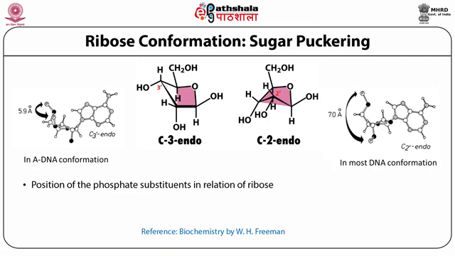And there is another thing which we will see later when we discuss RNA, which is the orientation of the glycosidic bond as compared to the sugar unit, which can be syn or anti.